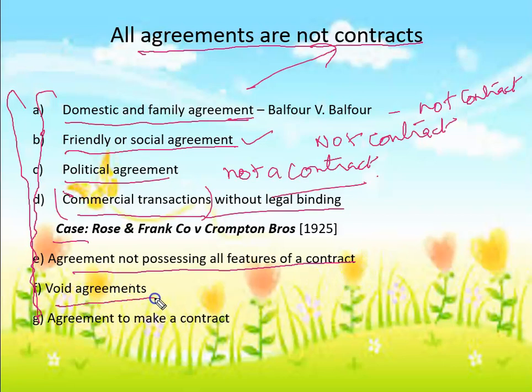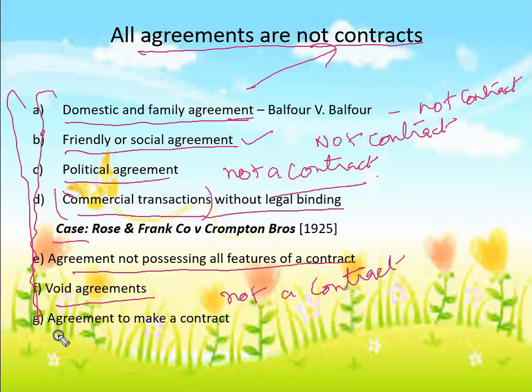Next is void agreements. This we have also talked about in the essentials of contract, that void agreements are those agreements which are not valid, which are not having any kind of lawfulness. There is no legality attached to that. So void agreements are not enforceable, right? So void agreements which are not enforceable, obviously it will not be a contract.